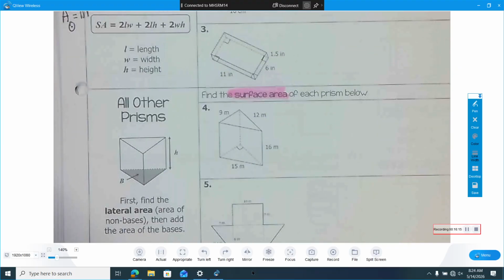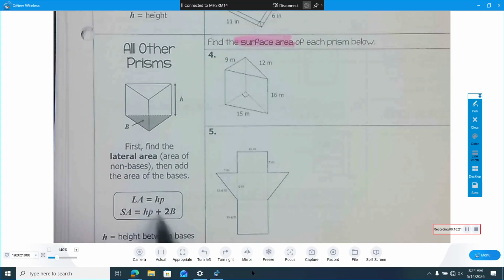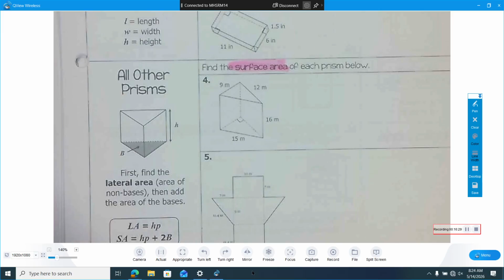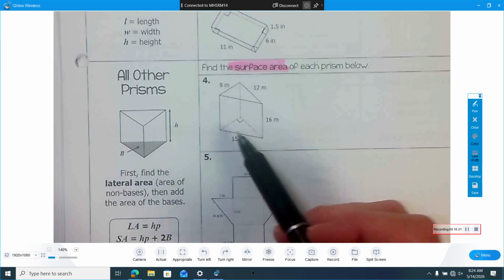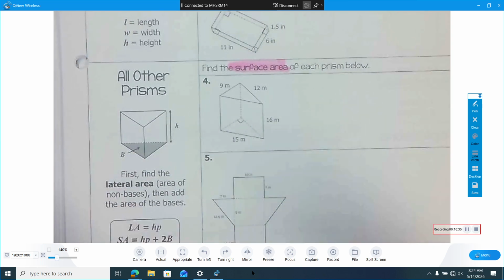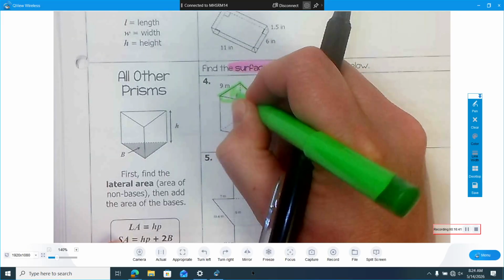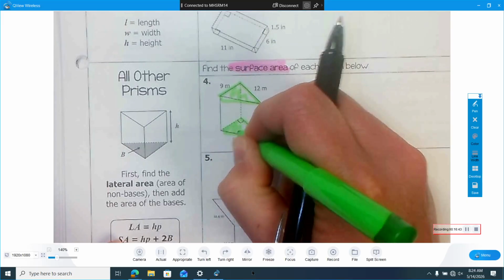All other prisms, again, I could teach you a pretty involved formula, okay? I could talk to you about this, but I don't want to because it's a formula that you're going to forget tomorrow, okay? So I don't want to do that. Instead, let's look at our shape here. I have 2 congruent bases. What are the 2 congruent bases? Triangles, all right? So I have 2 green triangles.